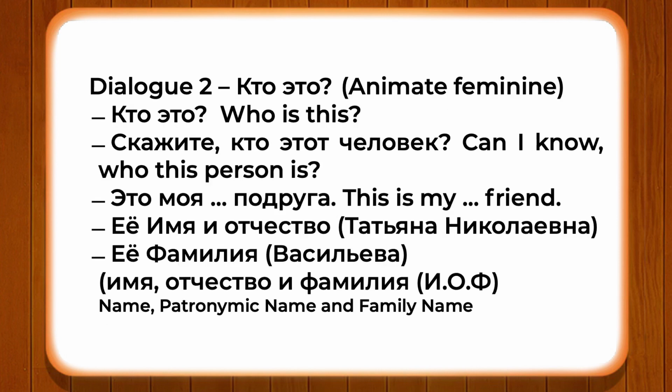Let's see dialogue 2 now. Кто это? This is for animate feminine. Кто это? Meaning, who is this? Let's read the dialogue. Скажите, кто этот человек? Это моя подруга. Ее имя и отчество Татьяна Николаевна. Ее фамилия Васильева.